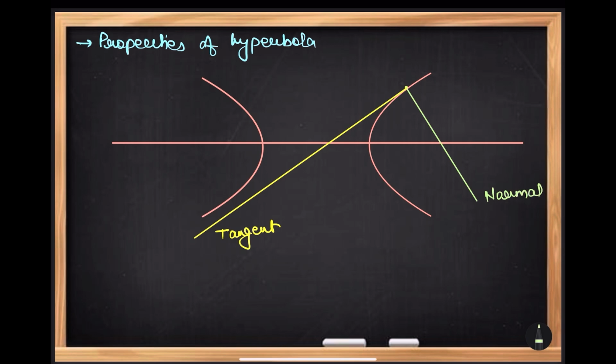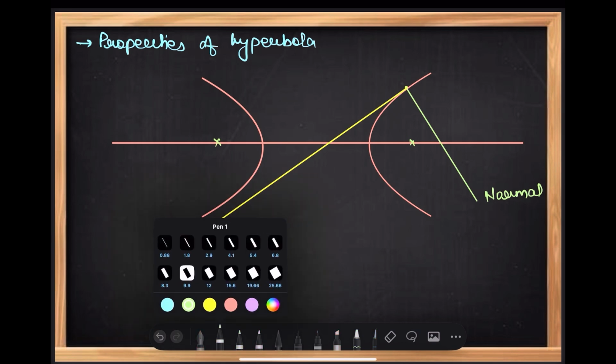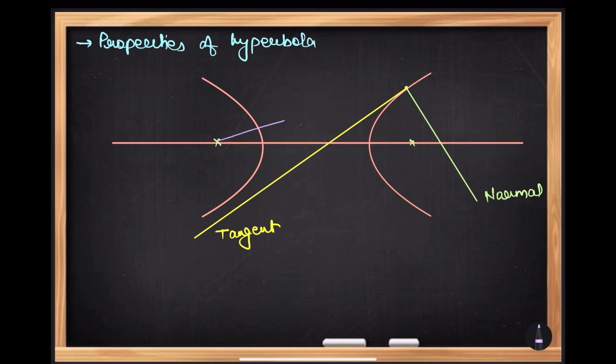Now what I want you to do is just connect the foci. Suppose this is the foci. So connect the foci with this point. So look at this. This is the first thing and this is the next thing. So the idea is this angle will be equal to this angle. Okay, in words I can say that tangent and normal at any point.